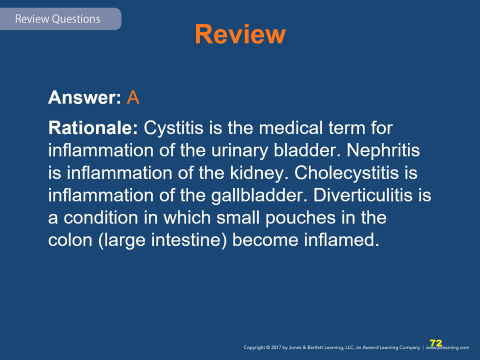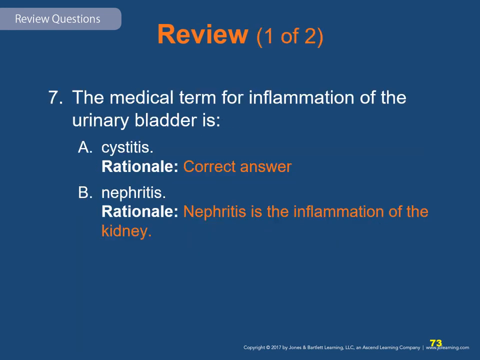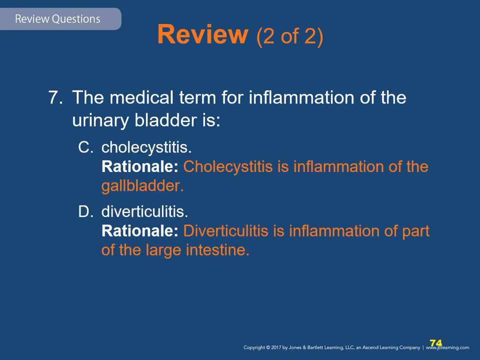Nephritis is the inflammation of the kidney. Cholecystitis is inflammation of the gallbladder. And diverticulitis is a condition in which the small pouches of the colon or large intestine become inflamed. Now, since we defined all of the other terms, cystitis, which obviously is the correct answer, and nephritis, I'm not going to review them here again. And we also reviewed cholecystitis and diverticulitis, so it would be redundant for me to repeat them again here.